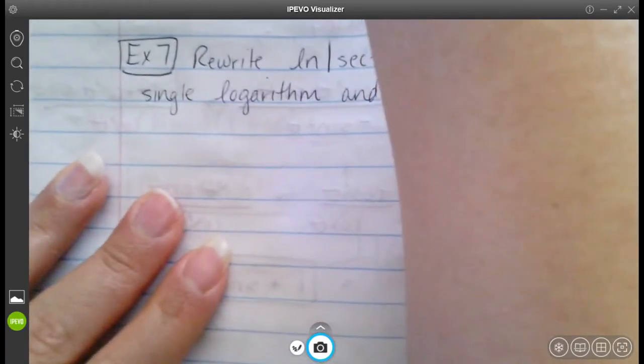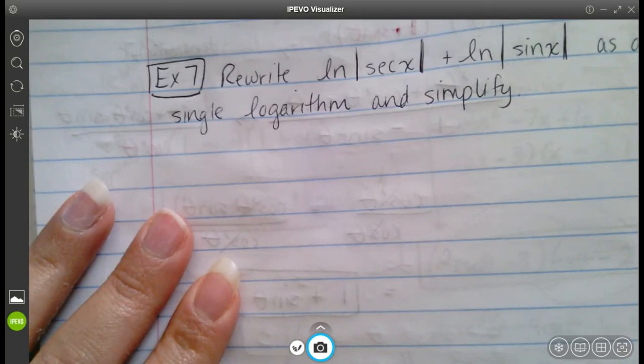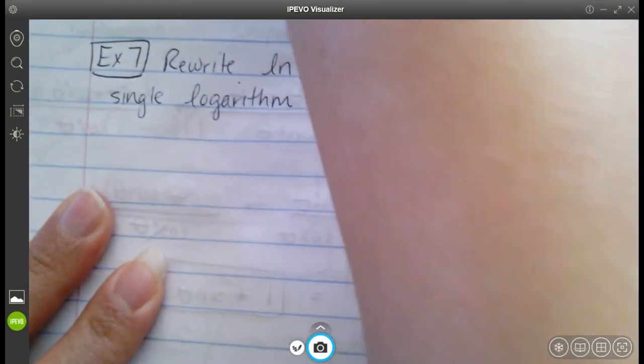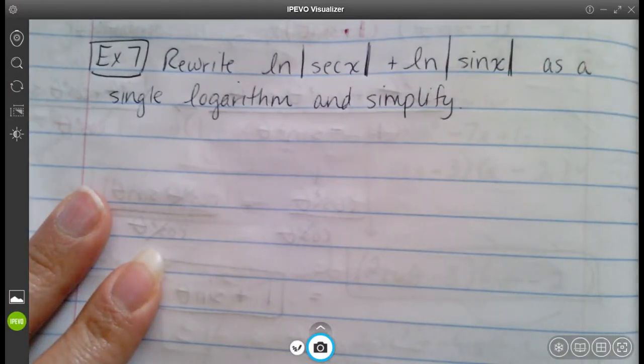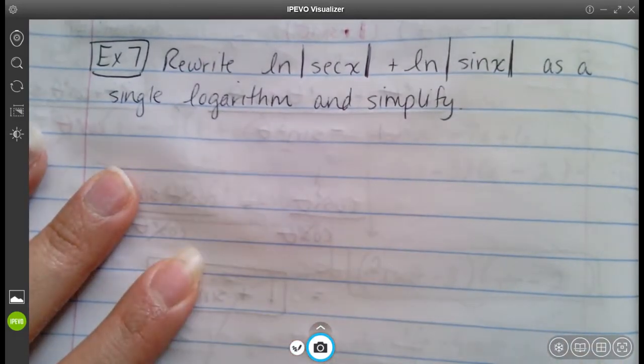Last one. We're almost there. So example number 7, and you're going to think, oh my gosh, why are we doing logarithms? Because they do come up, okay? And this one's actually pretty simple, I promise. It's not that bad. It will be done in maybe less than 2 minutes. So: rewrite ln of secant x plus ln of sine x as a single logarithm and simplify.